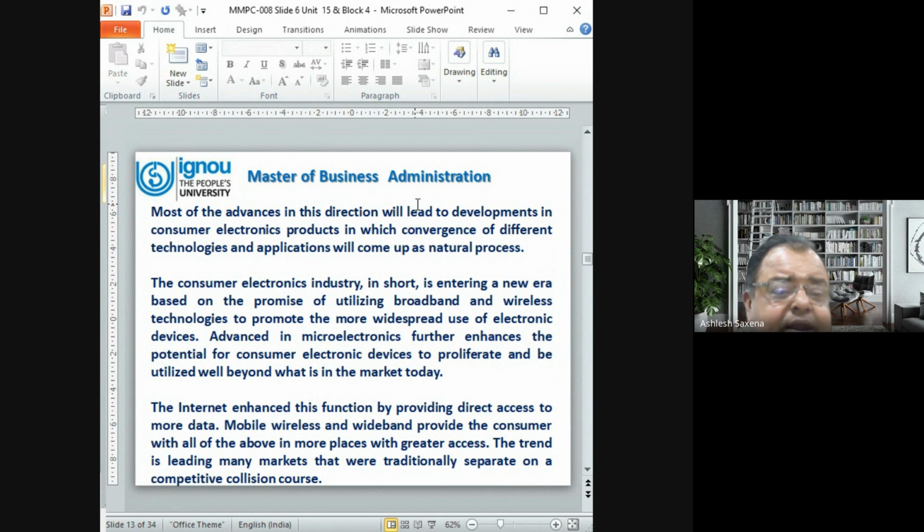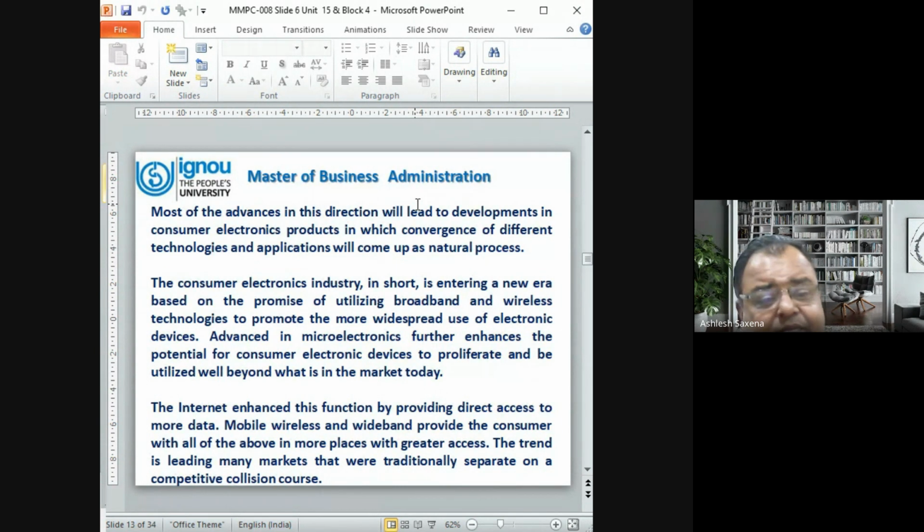The consumer electronic industry, in short, is entering a new era based on the promise of utilizing broadband and wireless technologies to promote the more widespread use of electronic devices. Advances in microelectronics further enhance the potential for consumer electronic devices to proliferate and be utilized well beyond what is in the market today. We have smartwatches, smartphones. I don't know, with the passage of time, what smart things will come.